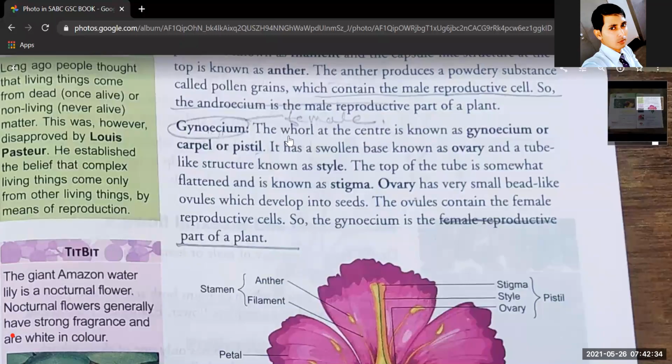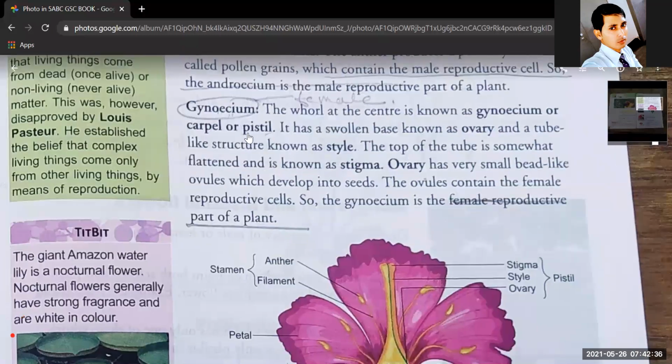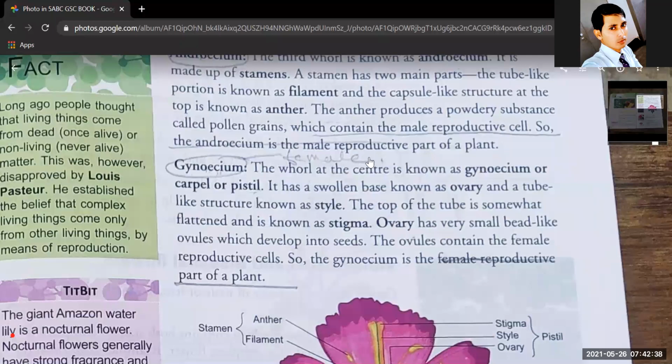Now about gynecium, the whorl at the center. The whorl at the center is known as gynecium or carpel or pistil. See, gynecium has 3 names. You can call it by any name. It has a swollen base known as ovary and a tube-like structure known as style. The top of the tube is somewhat flattened and is known as stigma.